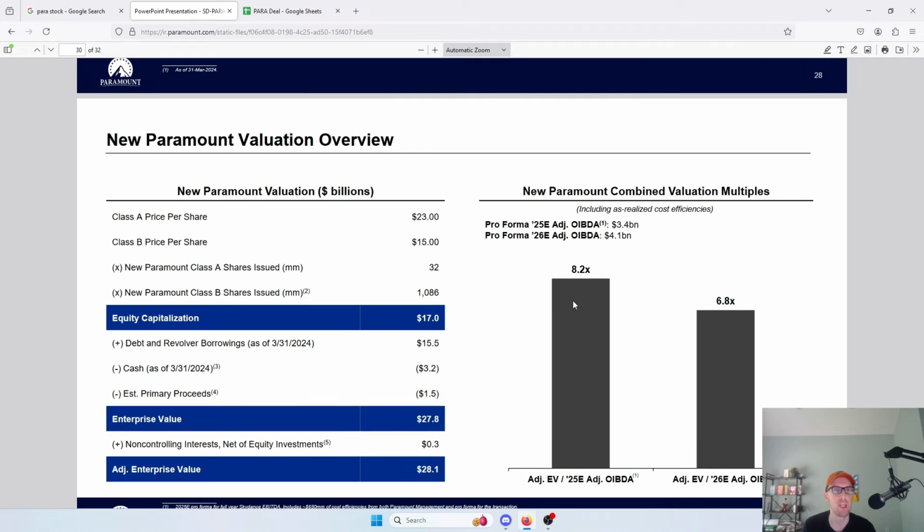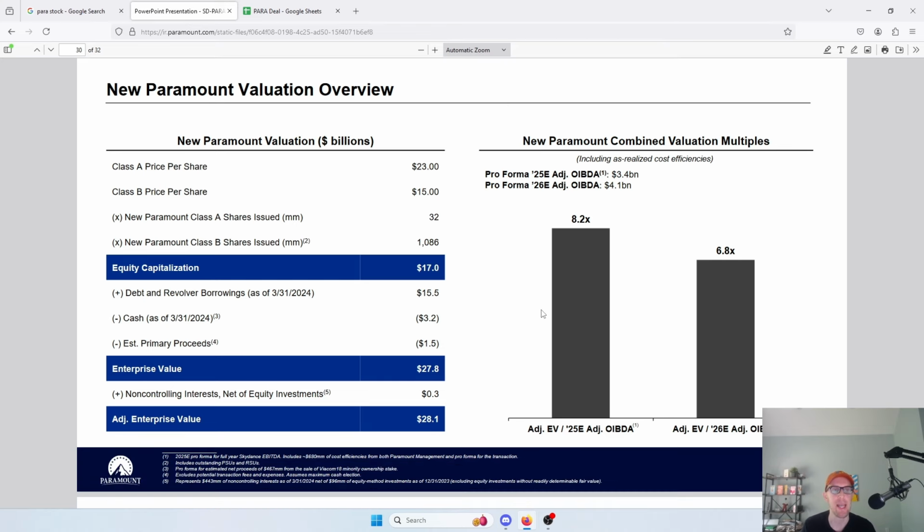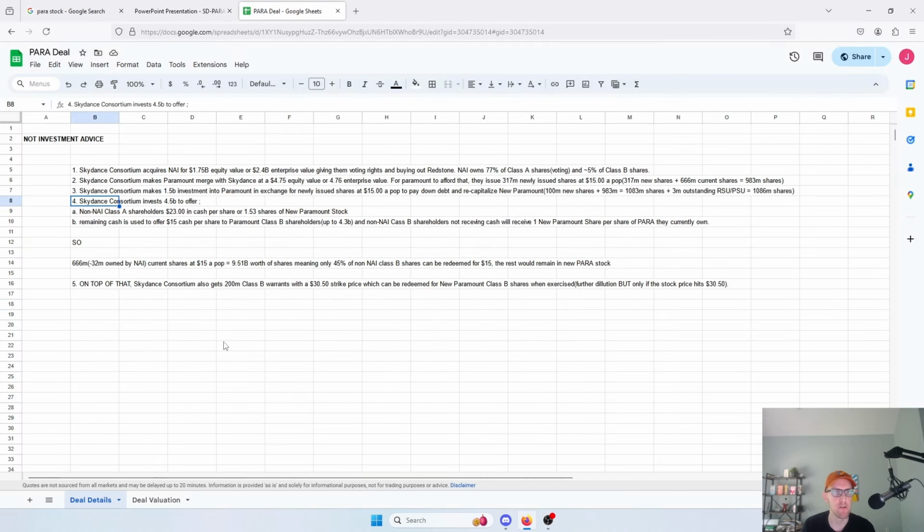Then you think about the valuation of New Paramount. Again, this is based on the $23 Class A price per share, $15 Class B price per share, not the $11 that it's trading at today, getting about an 8x multiple. I'll look at that in a second. But overall, the idea here is always going to be, we're going to cut costs, keep revenue the same, make more money on the bottom line. Risk is going to be, what if revenue starts shrinking? What if cost efficiencies don't materialize? That happens quite often.